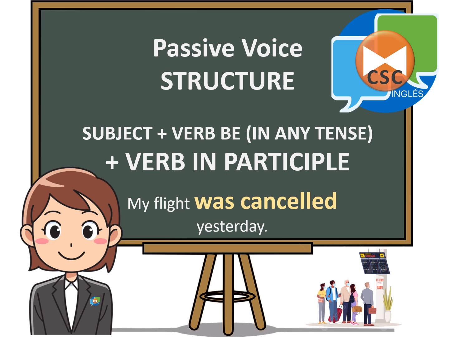So, to wrap it up, let's go over the passive voice structure one more time. Remember that this structure focuses on the subject affected by the action. So the subject is followed by the verb be in any tense, plus the verb in participle. An example is, my flight was canceled yesterday.